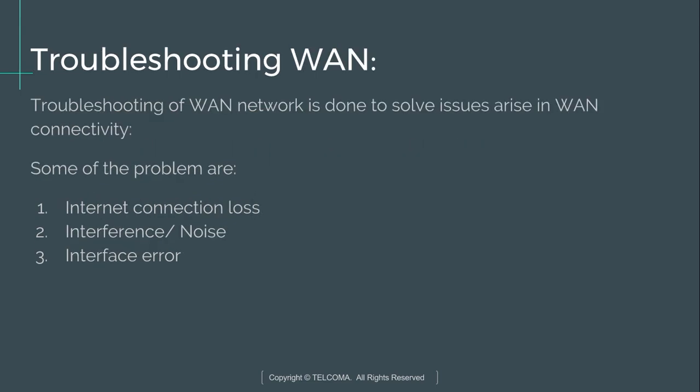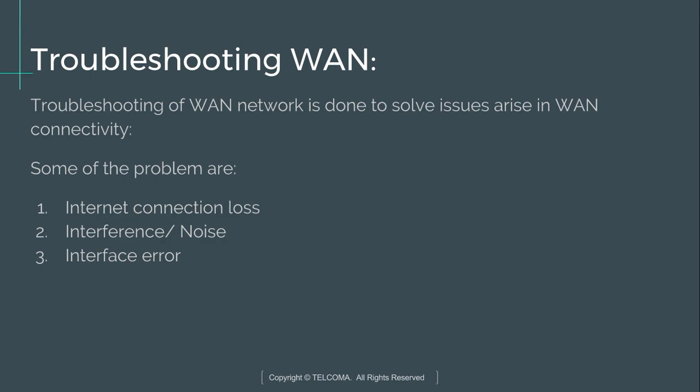The next is how to troubleshoot WAN networks, the problems which occur in the wide area network. The troubleshooting of a WAN is done to solve the issues that arise in WAN connectivity. Some of the problems are internet connection loss. Here we can lose the internet connection. This is a common problem which occurs in the wide area network.